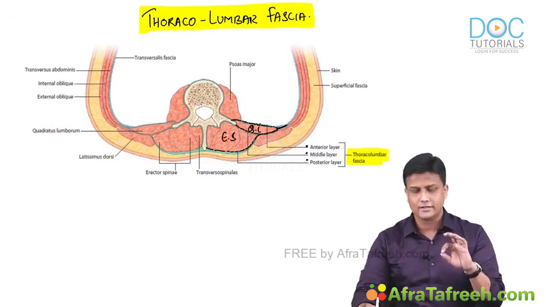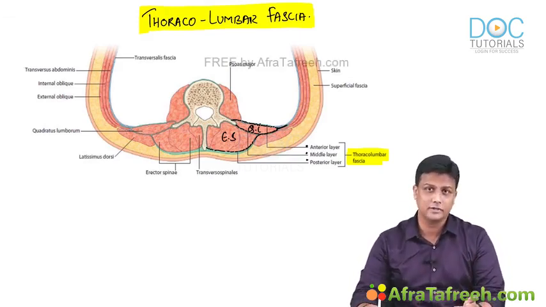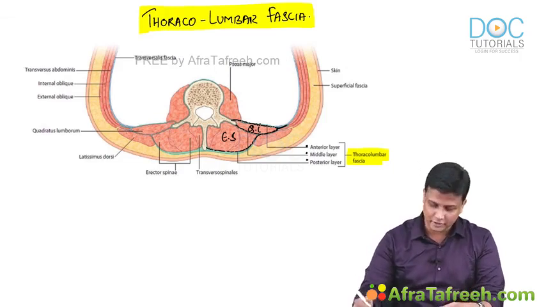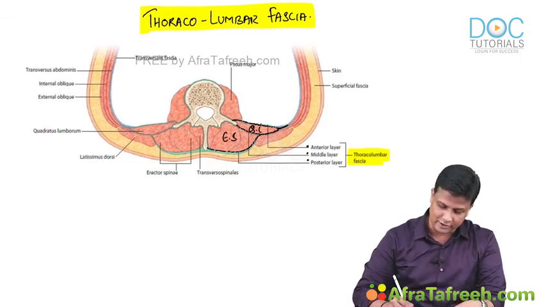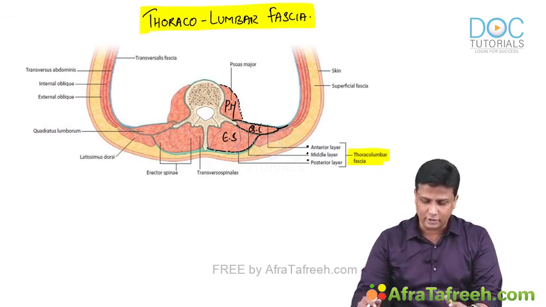Now, if that is quadratus lumborum and erector spinae, then sir, where is the psoas major muscle that we usually appreciate in radiological images and all those things? Psoas major, yes, you can appreciate that outside here. So this is the psoas major muscle present separately over here. That is the main important thing which I want you all to understand in the thoracolumbar fascia.